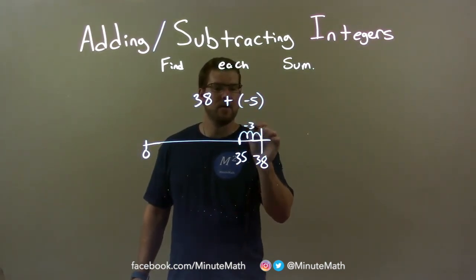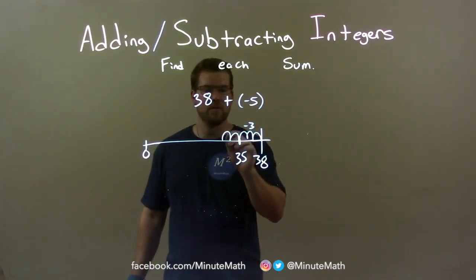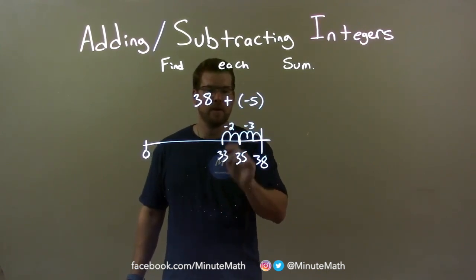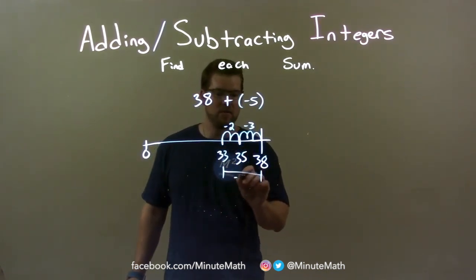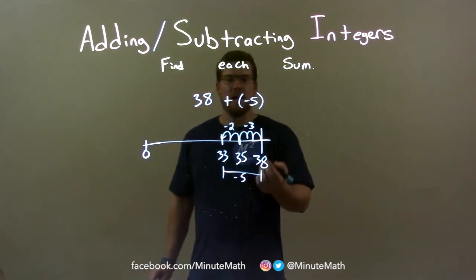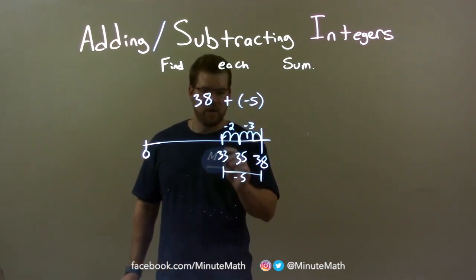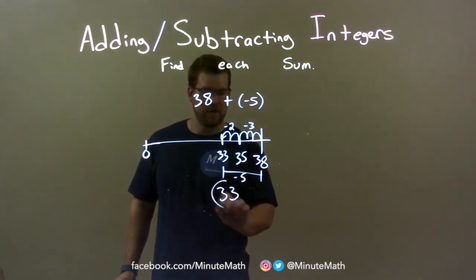So we're subtracting 3 there. And then we have 2 more to get to negative 5. 1, 2, so we have minus a 2. That gets me to positive 33. So the distance that was traveled was negative 5 units, landing right there. Again, negative 2 plus negative 3 is negative 5. And so our final answer is just 33.